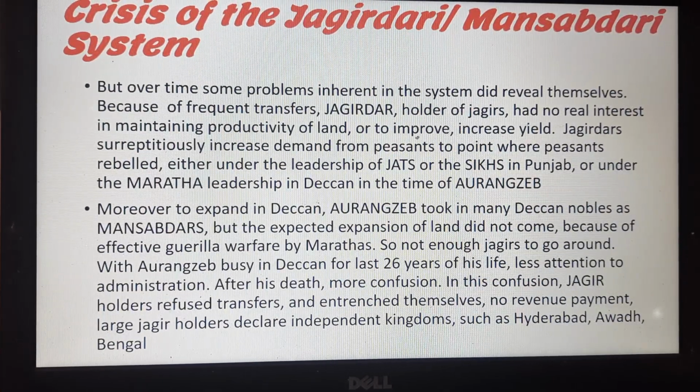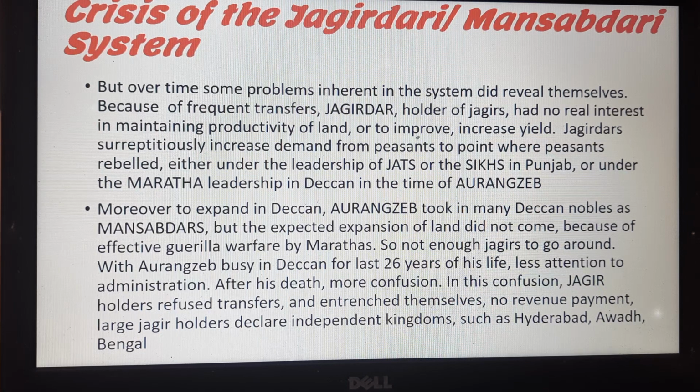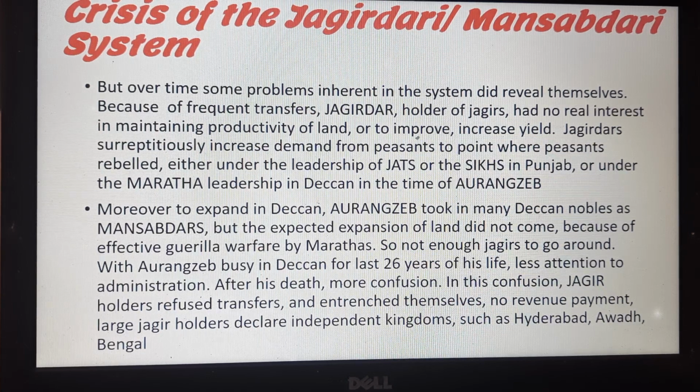Crisis of the Jagirdari and Mansabdari system. But over time, some problems inherent in the Jagir system did reveal themselves. Because of frequent transfers, Jagirdars, the holders of Jagirs, had no real interest in maintaining the productivity of the land. They thought, what to do with this land? Again, after 1 or 2 years, we will get transferred.